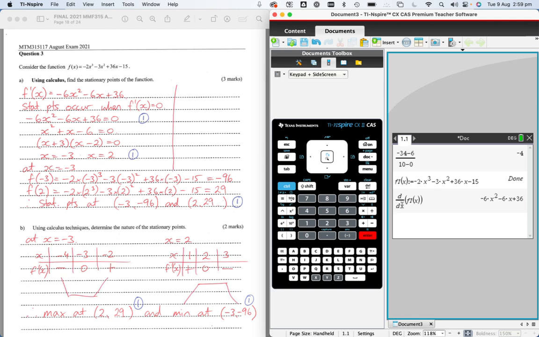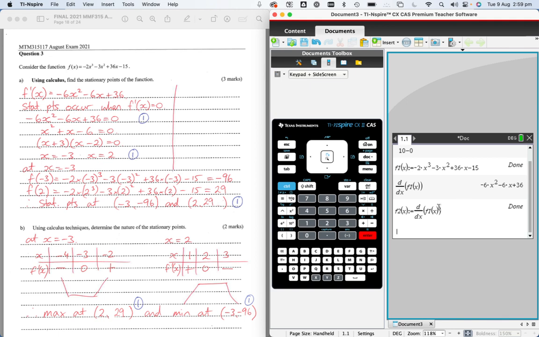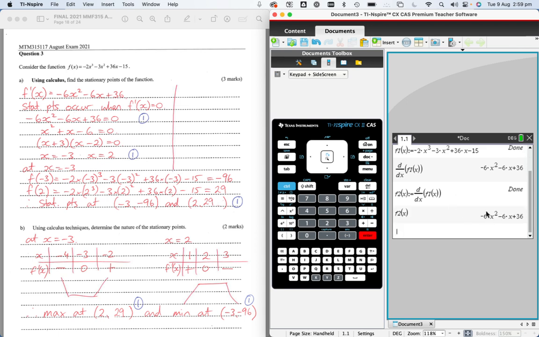You can also do this. Just be careful what you're doing. So I can go f2 of x is defined as, and I can put that in like so, and press enter, and that will define f2 of x as the gradient function of f1 of x, and that can be really useful as well. So again, if I just go f2 of x, it tells me it's minus 6x squared minus 6x plus 36. Now, stationary points occur when f dash of x equals 0.